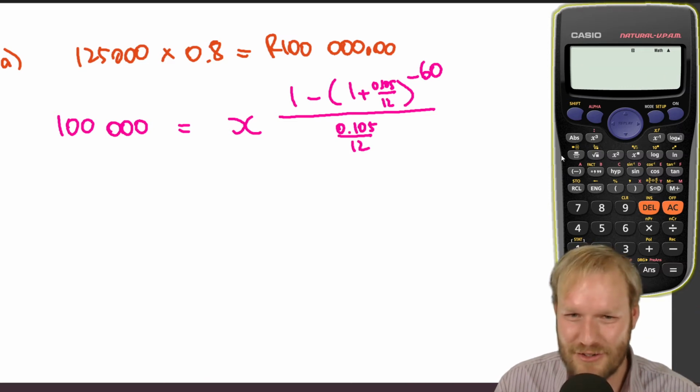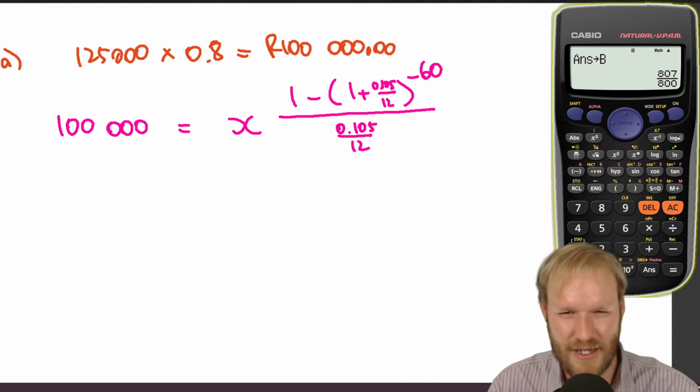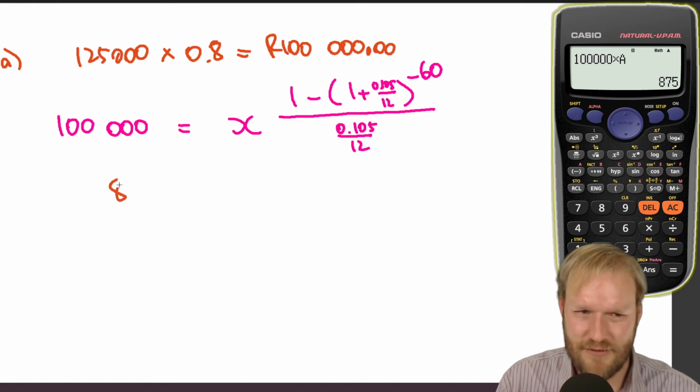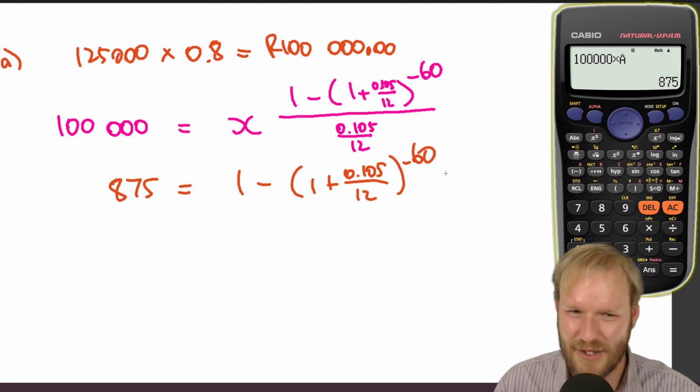Okay, so I'm going to do it the way that I do it: 0.105 over 12. I like to store that in A, then I like to go 1 plus A, and that's in B. So now I've got A and B, so I can go 100,000 times the denominator, which is just A. So I've got 875. I definitely wouldn't normally show this step, I'm just showing you so I can see where I am at the moment. 1 plus 0.105 over 12 to the negative 60. That's where I am on the calculator.